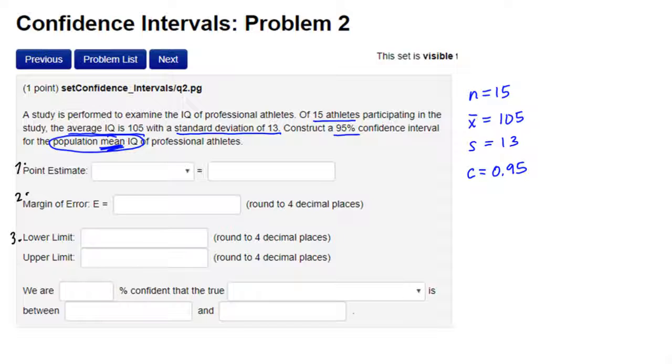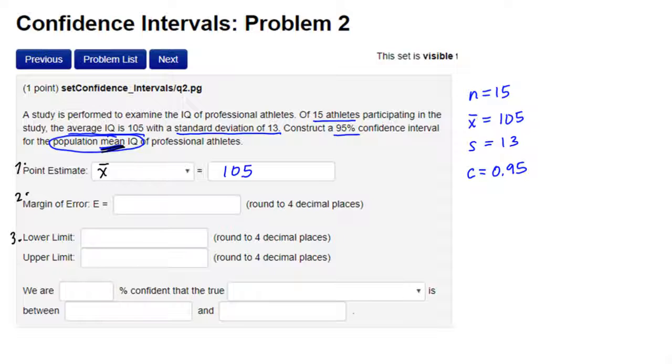So first, to pick the point estimate. The point estimate is just our best guess for the thing we're trying to estimate, the mean. In this case, that point estimate is x bar, the sample mean. That's our best guess for the population mean. And from the sample, we found a mean of 105. Then the margin of error.